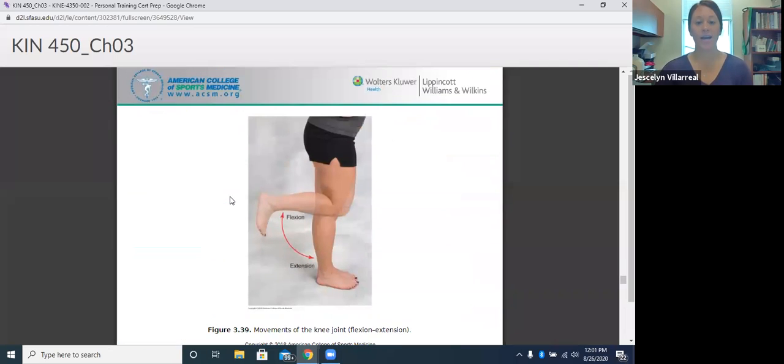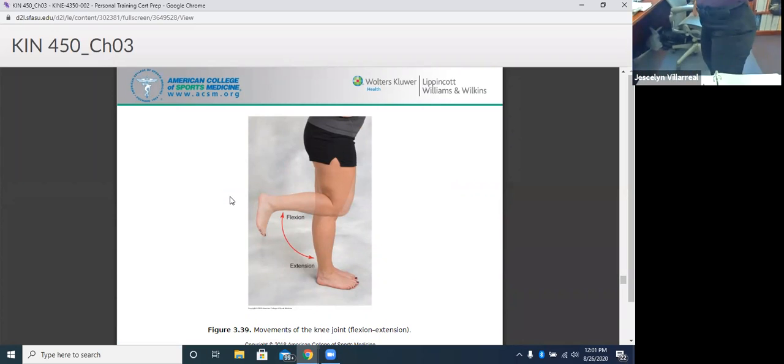And we can get back up and practice moving. You can flex and extend the knee. So as we're looking at our legs, standing up, you can flex and extend. Practice flexion of the knee, extension of the knee.